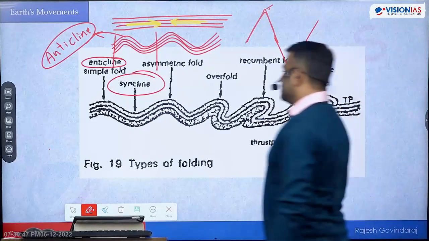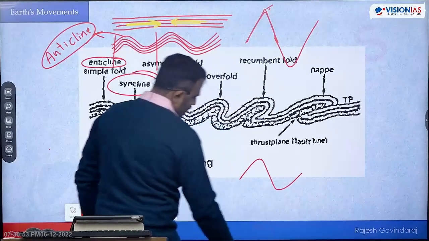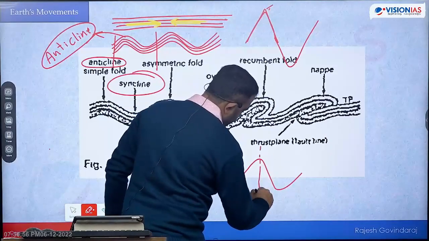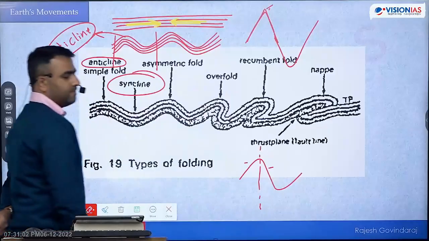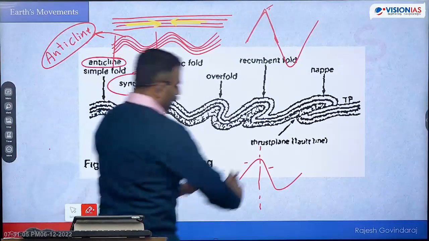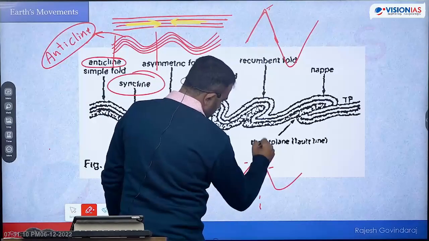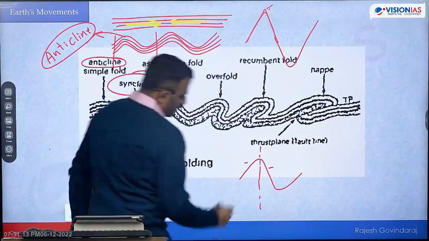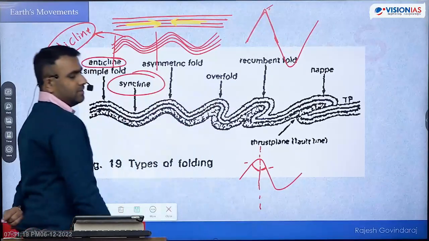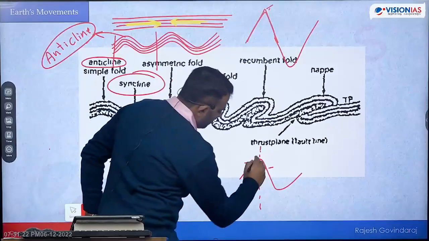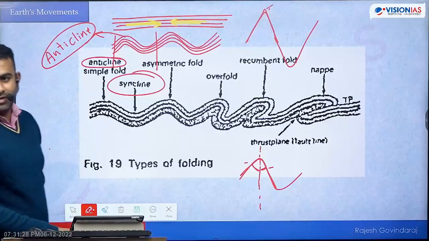So you take a single fold. This is part of a single fold. You will find two limbs of a fold, two sides. With respect to the vertical axis, the 90 degree reference plane, these two limbs make an angle. This one has an angle, and this one also has an angle. If these two angles are the same, it results in a symmetrical fold.